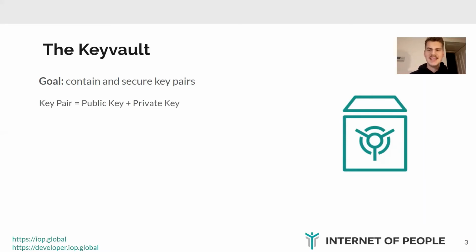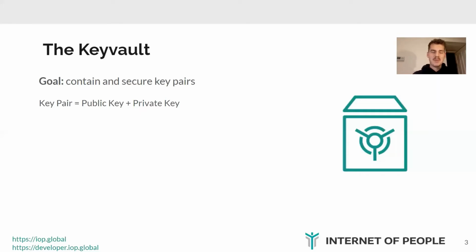Whenever I talk about a key pair, I speak about a public key and a private key. The public key and the private key are bound together to each other by a hidden mathematical relationship. This means that given the public key, it is impossible to find the private key. So the public key allows others to verify your identity, while the private key is used by you to prove that you own the identity or a public key.